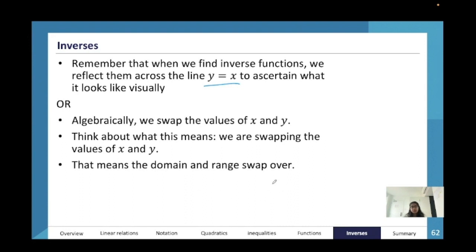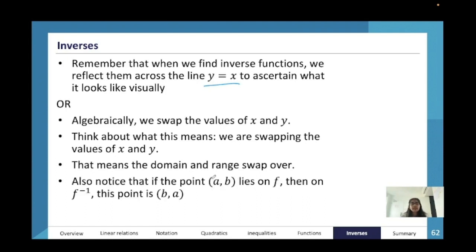So domain and range swap over. Because we're swapping x and y, we also swap the domain and range. That definitely makes sense logically. So essentially, if you have the point (a, b) on the original function, then on the inverse, the x and y are swapped and it will be (b, a). And another key thing that people forget: f of f inverse of x is just x.